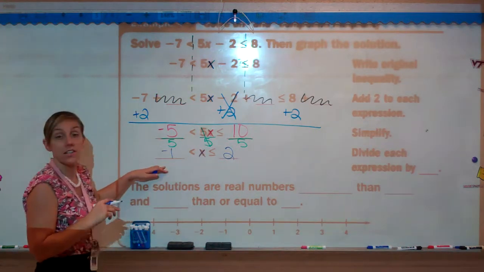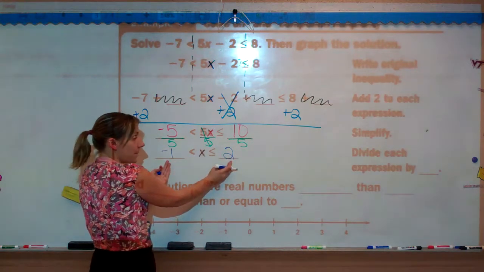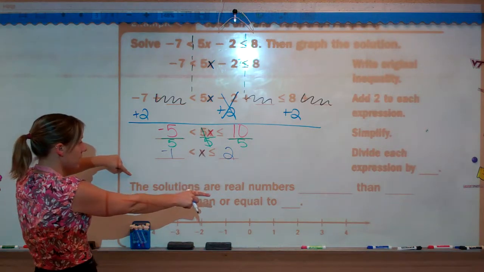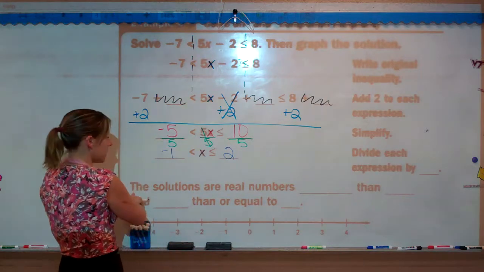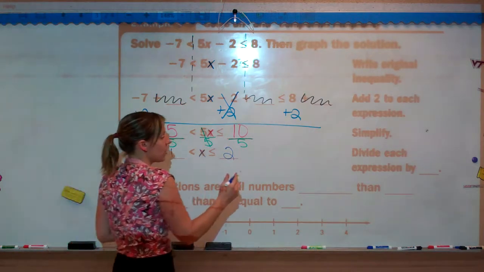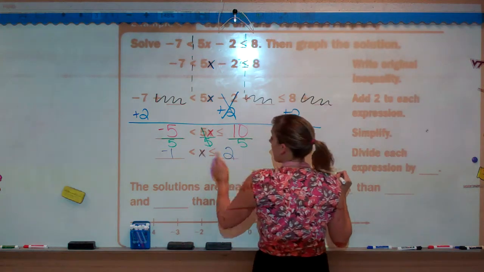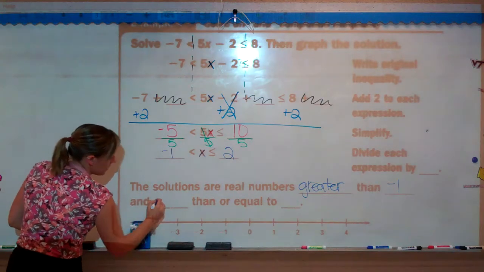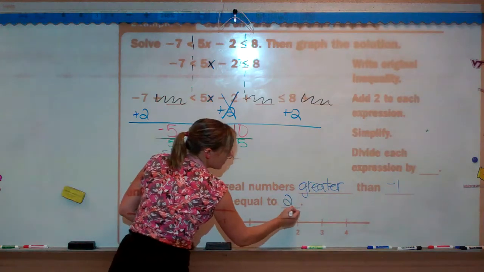So this is our sandwich. The x is in the middle of the sandwich. These 2 numbers are the ends of the sandwich. So the solutions are real numbers. Again, I like to think of it as between, but we'll fill this out. The solutions are real numbers greater than -1, because that's the lower end, and less than or equal to 2.